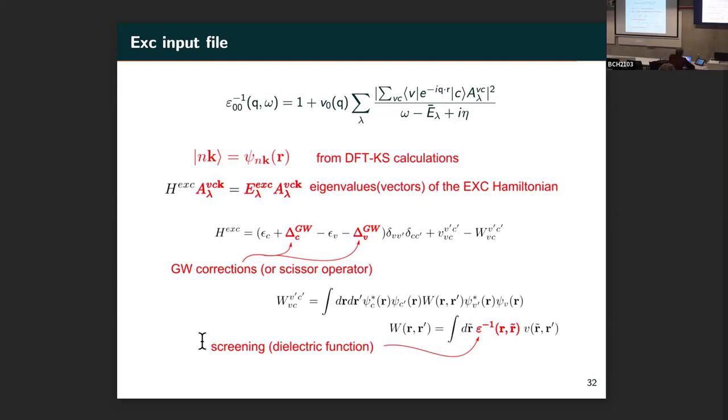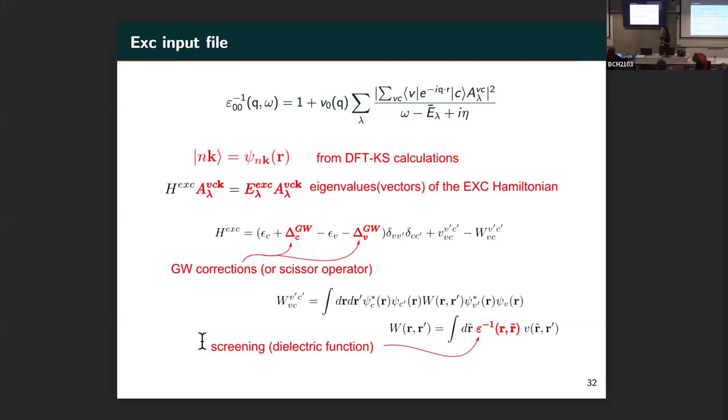So we will have to provide the code with the wave functions that we get with DFT, with Abinit. And then in order to construct the excitonic Hamiltonian, you know that we need to consider the diagonal part. For example, the Tamm-Dancoff, this would be the energies of the conduction minus the valence. This you know because you get it from DFT, but you could also get it from GW. So you could also do GW with Abinit, or provide a scissor operator just to shift the position of the energies.